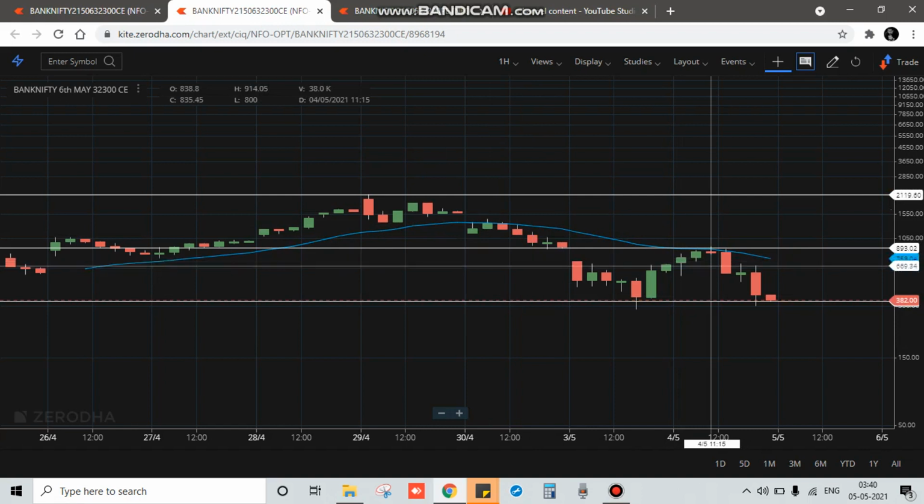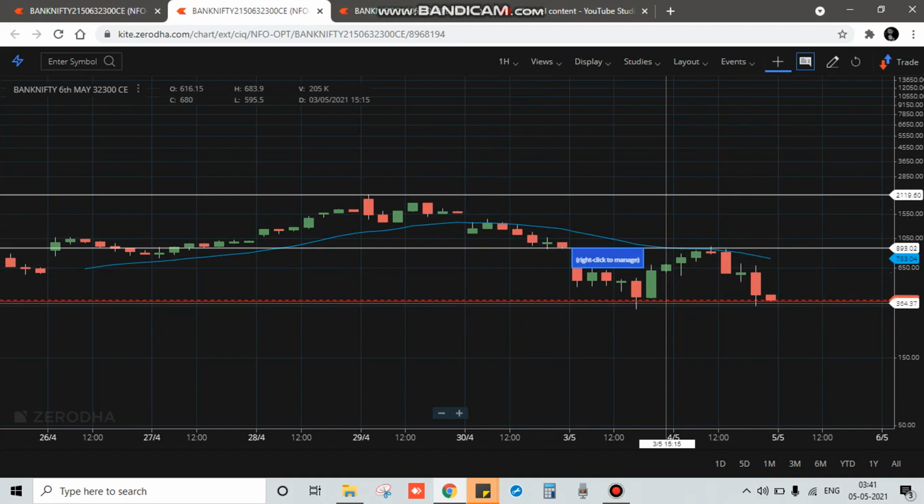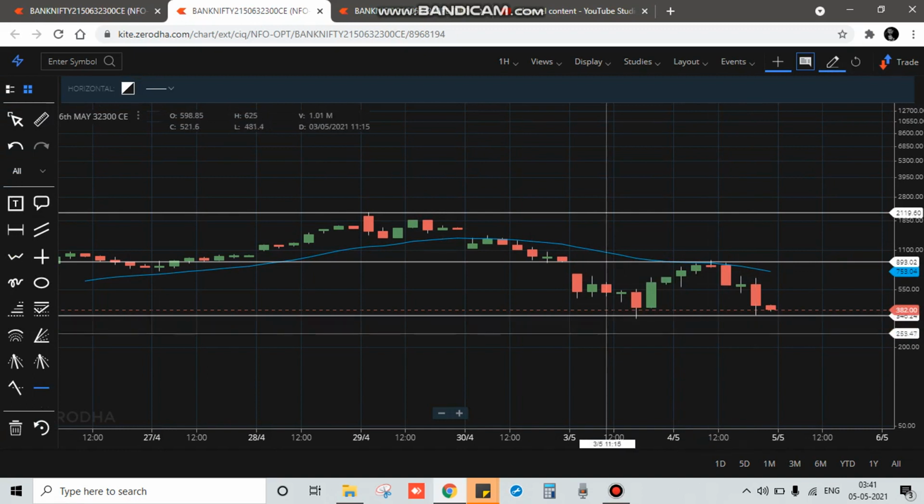the resistance around 893. I think it is going to take some support over here at this current point of time near 345 or 350. So accordingly, you can enter your trades. Let's say 345 or 346 precisely.